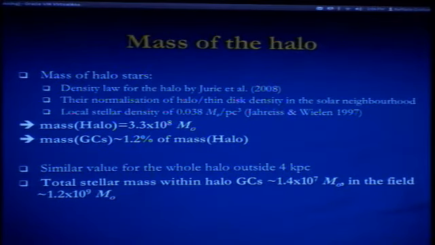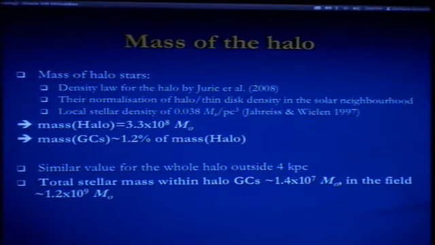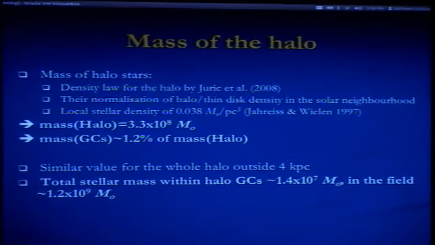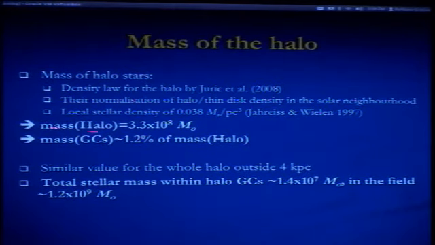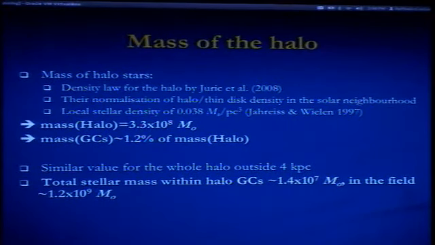Okay, you can do the same for the halo: consider the same volume and count stars and see what mass comes out. It comes out to a mass in the halo of about 3 × 10⁸ solar masses in the polar caps. This is not the total mass of the halo. This is the mass of the halo in the regions that are far from the plane, projected far from the plane. So the mass of the globular clusters is about 1.2% of the mass of the halo. So, quite a small fraction.